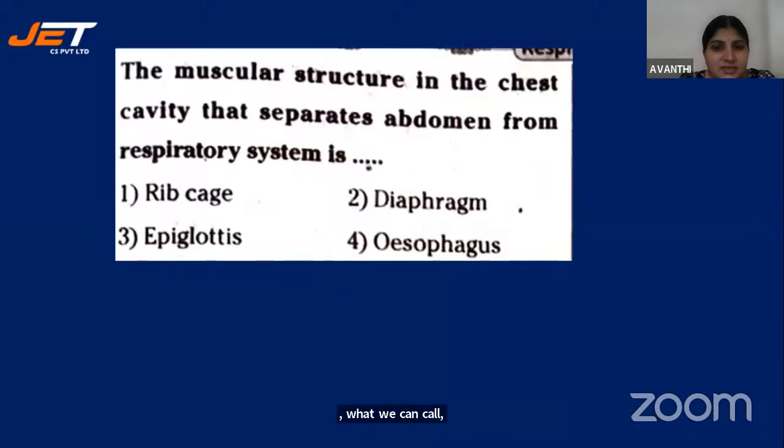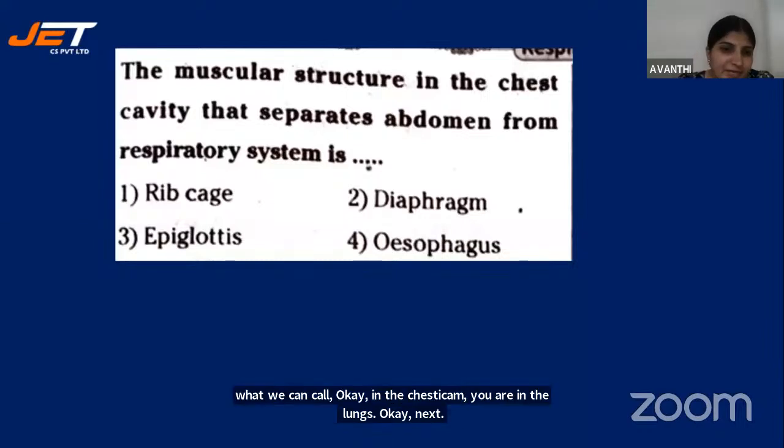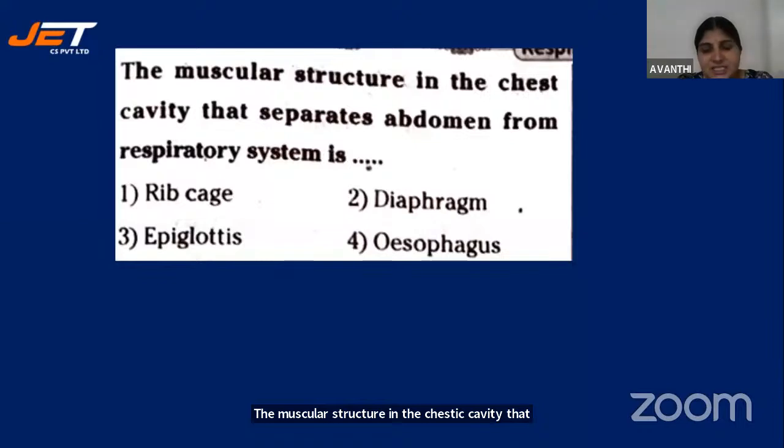Okay, next. The muscular structure in the chest cavity that separates abdomen from the respiratory system. A dome-shaped structure actually, which separates the respiratory system and the abdomen. Is it the rib cage, diaphragm, epiglottis, or esophagus? What's the answer?